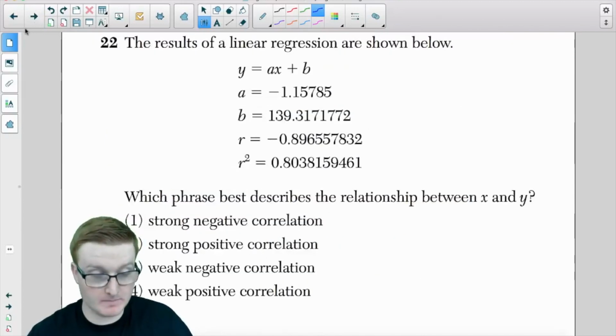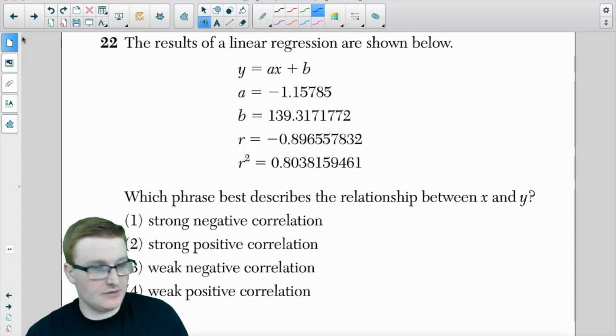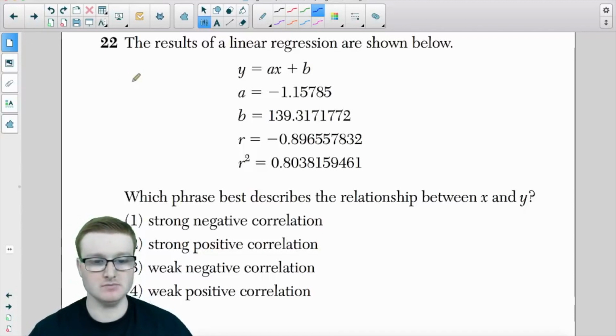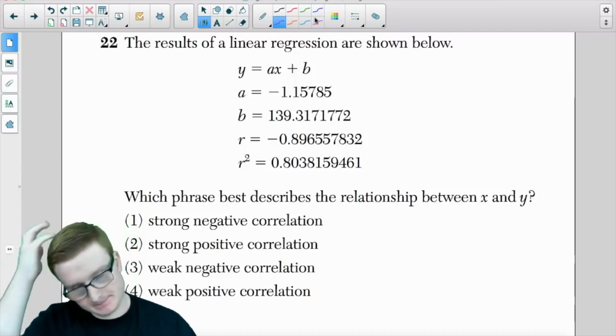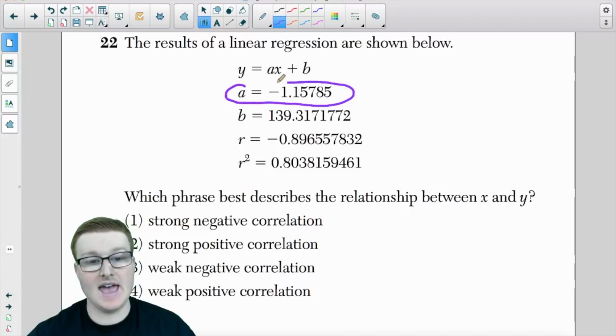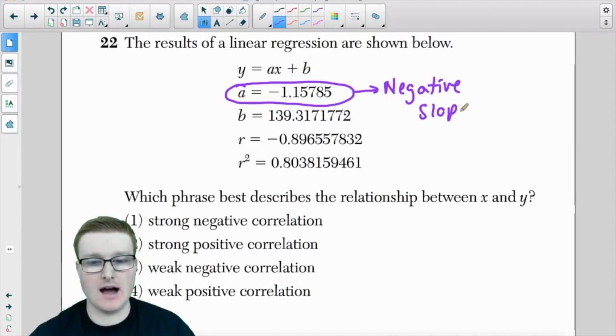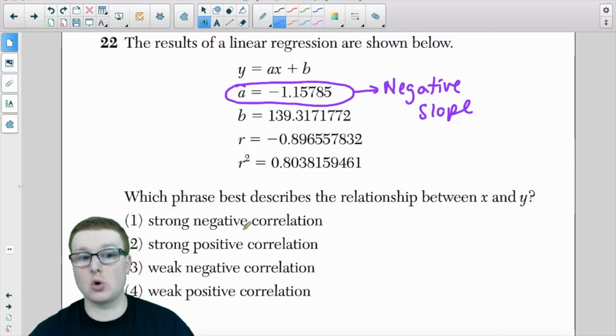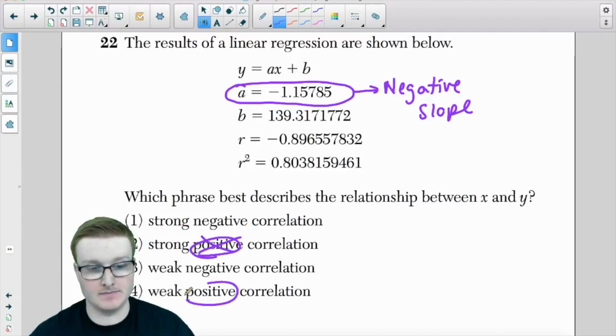Moving on to number 22. The results of a linear regression are shown below. Which phrase best describes the relationship between x and y? So basically, folks, what you're looking at here is this. It says ax plus b. This is really just mx plus b, but they substituted in a. Look at this. A is negative. This indicates to you negative slope. So obviously, this is a negative correlation, so it can't be positive. You've got to get rid of choices 2 and 4.